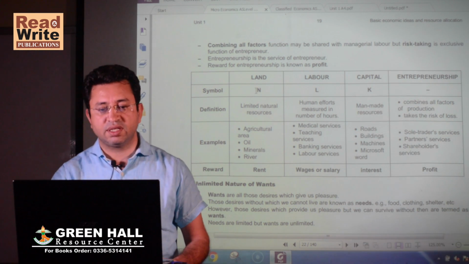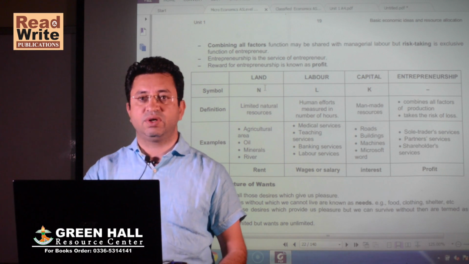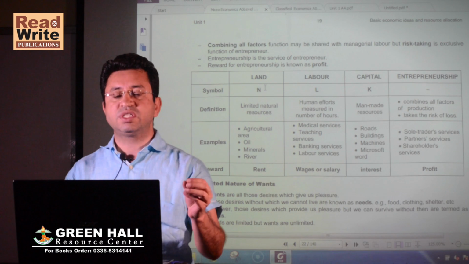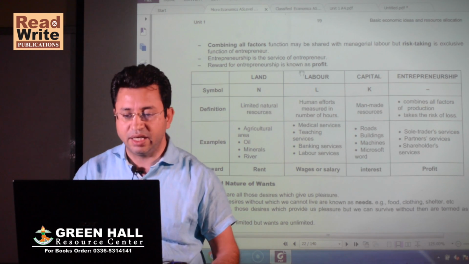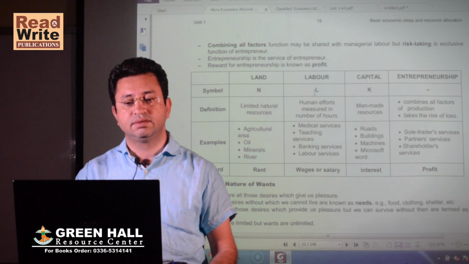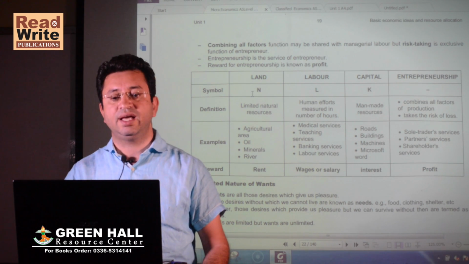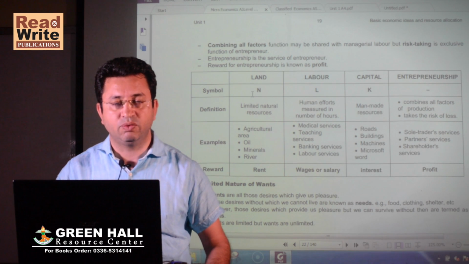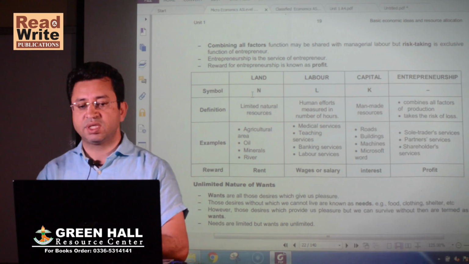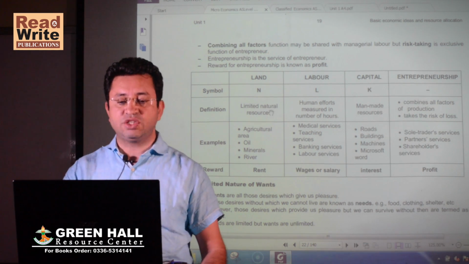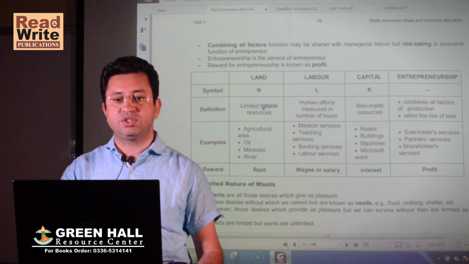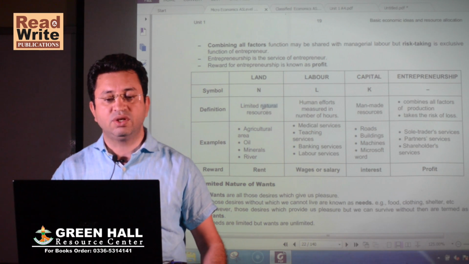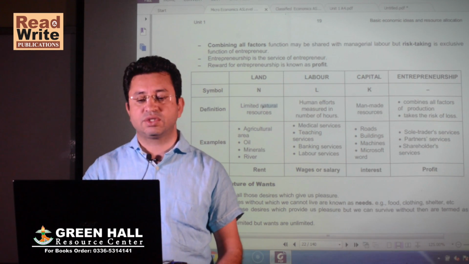Land. We use the symbol N for land. The common tradition in economics is we use the first letter as a symbol, like for labor, we are using L. But for land, we are using N, not L. Why is it so? Because when we say land, we actually use it for natural resources. So we use the N symbol for natural. So land is a limited natural resource.